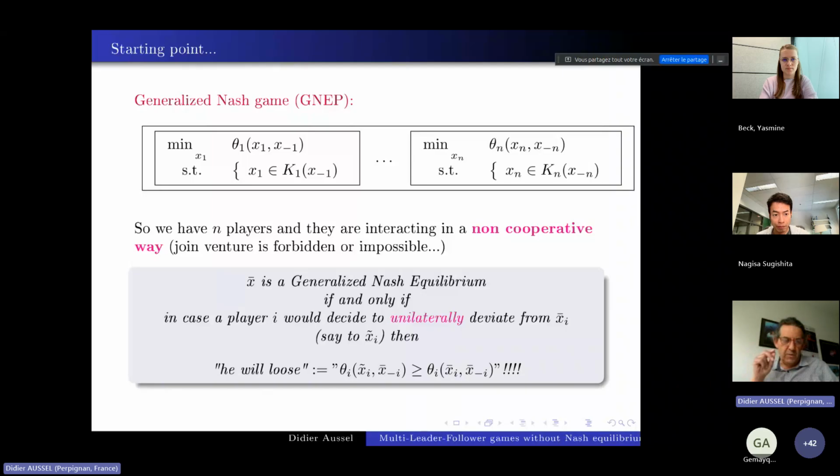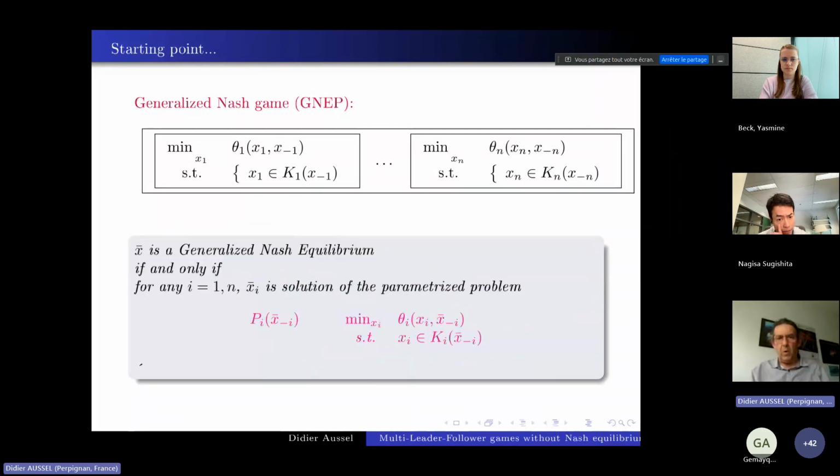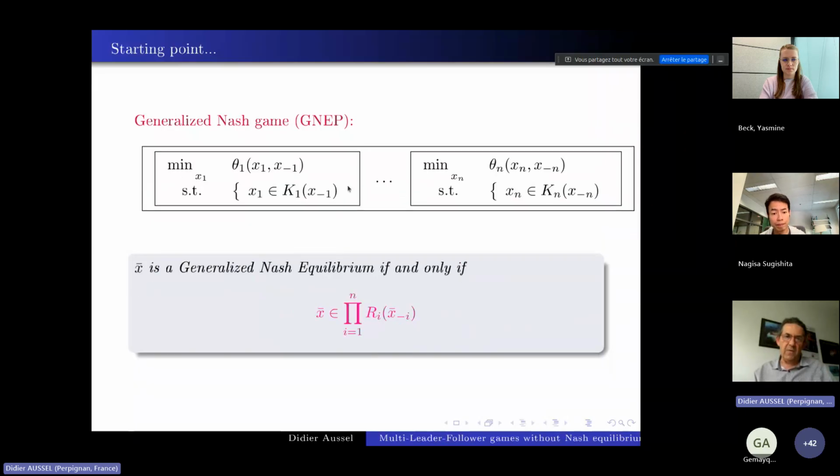I included this slide because I will come back to this at the end of my talk by considering an alternative to that, a stronger alternative that goes a bit further. Anyway, one other way to present this is to consider the response map. There are set-valued maps, of course, and then X bar is a GNEP if and only if it is actually in the product of the response maps, the set-valued maps.